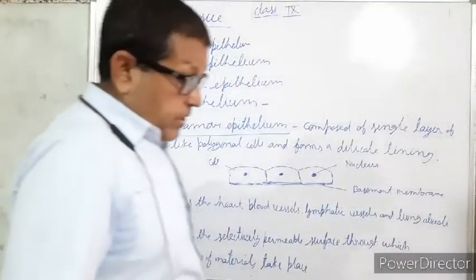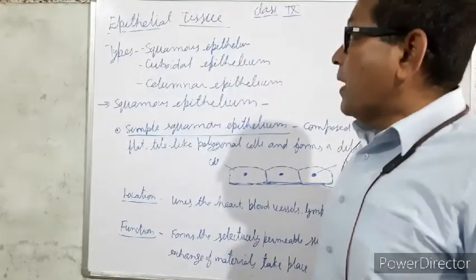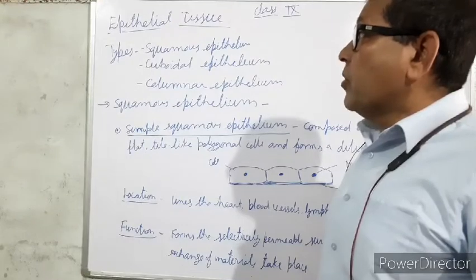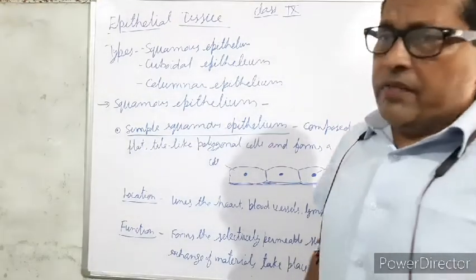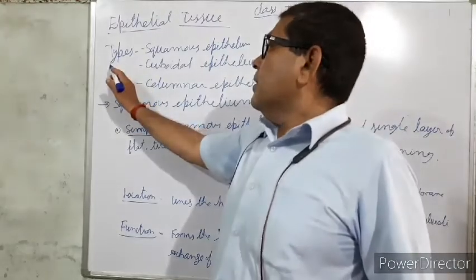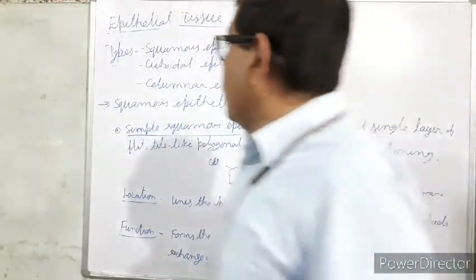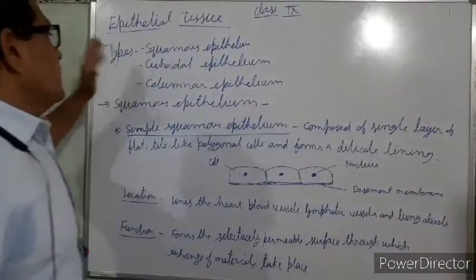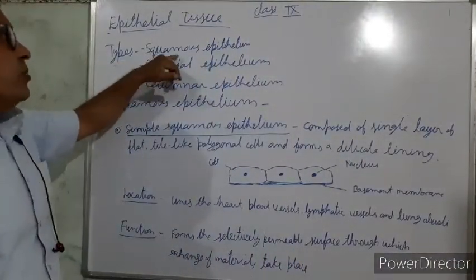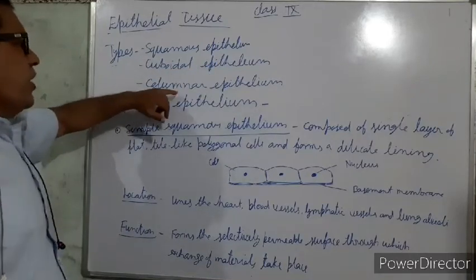Hello students, last time we studied the epithelial tissue, in which I told you about the epithelial tissues and the function of the epithelial tissues. Today we are going to tell you the types of epithelial tissues. Mainly epithelial tissues are of three types. One is the squamous epithelium, second is the cuboidal epithelium, and next is the columnar epithelium.